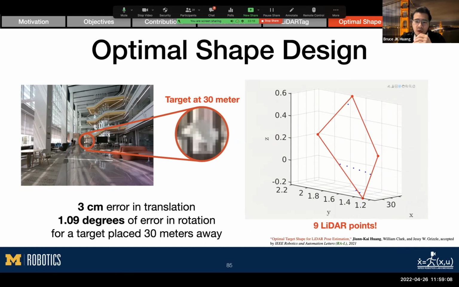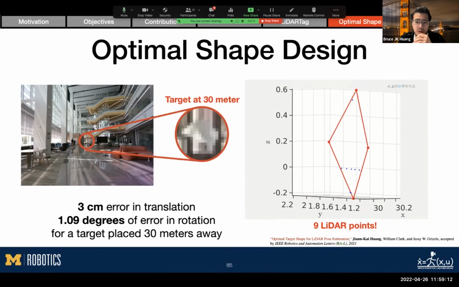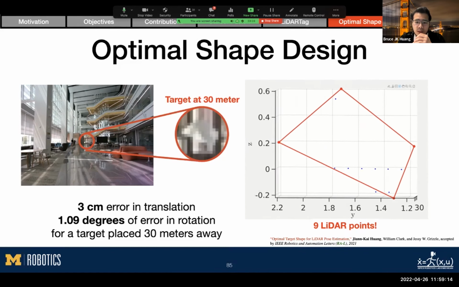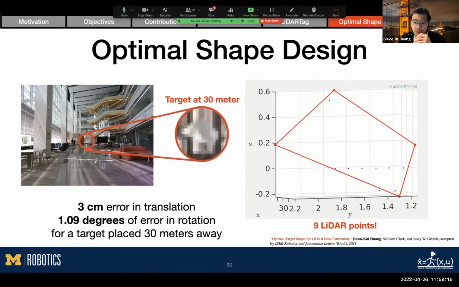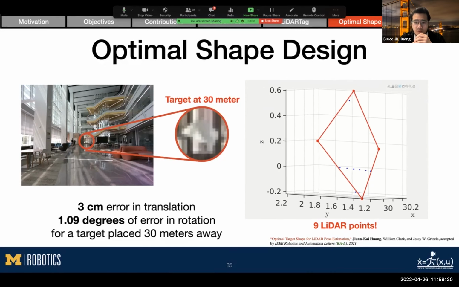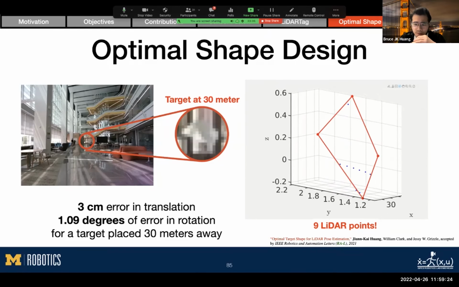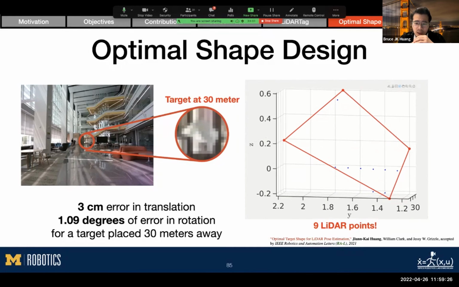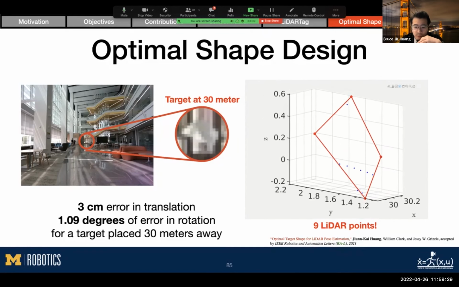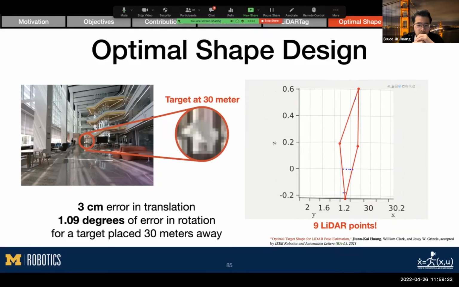The left figure is the target 30 meters away, and the optimal shape is the red irregular shape on the right. You can see there are only 9 LiDAR returns on the target, which are used for pose estimation through the global solver. The right shows the fitting results. We have extensive qualitative and quantitative results in the paper. Again, there are not enough points to rank the top 2 edge lines.